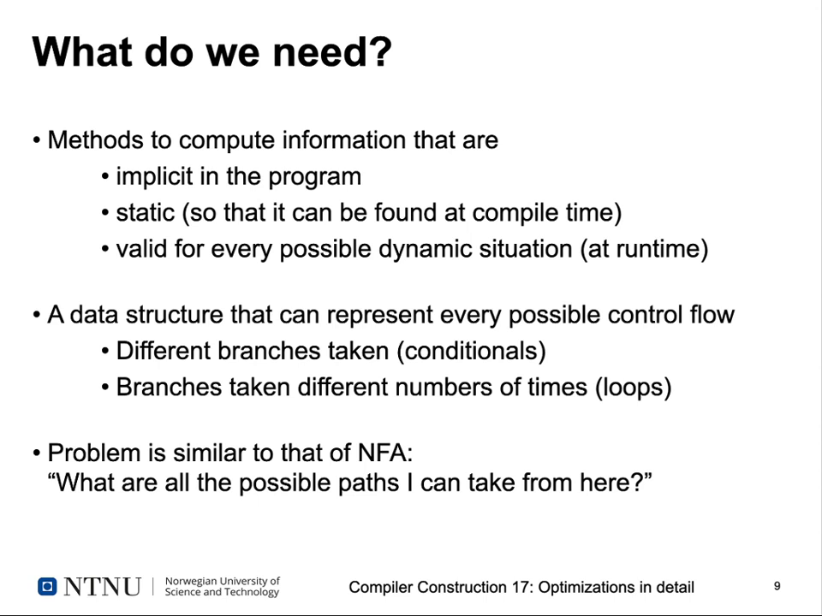And this data structure should be able to represent every possible control flow. So it should be able to represent all the different branches taken, so conditional branches, and it should also be able to represent the branches taken a different number of times, so iterations of a loop body. And the problem is very similar to the problem we had seen with NFAs before, so we need to find out what are all the possible paths I can actually take when I'm currently analyzing my program at a given point in my program.